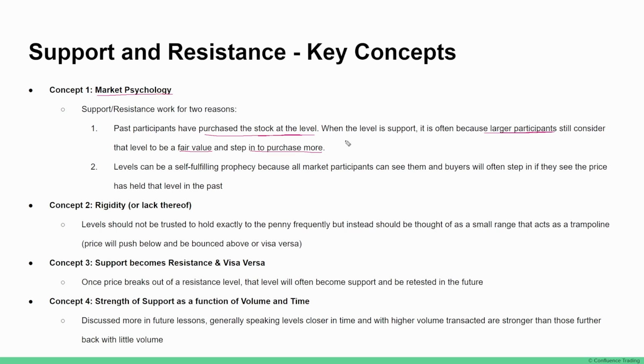And other people will also do that, thus leading to the level becoming support. The same thing in reverse for resistance. The second psychology point that I want you to think about is that these levels can be a self-fulfilling prophecy because all market participants can draw them, right? As we showed on the other slide, anybody could have drawn those levels. And so buyers or sellers in the example of resistance will often step in because they see that price has held that level in the past and they think that it will probably hold it again.